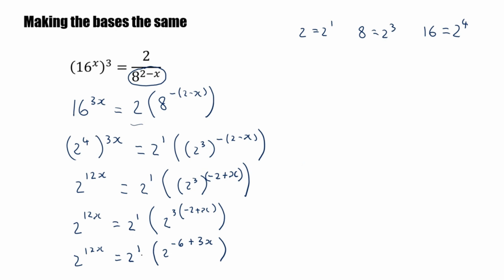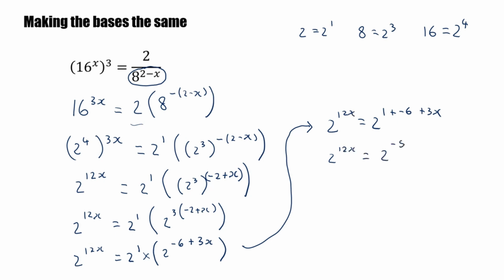We still can't equate the powers because we've got more than one thing on this right-hand side. So the next thing we've got to do is use the index law where if we multiply two things together, which is what's happening here, I add the powers. So it's going to be 1 plus minus 6 plus 3x on the right-hand side. So 2 to the 12x equals 2 to the power of 1 plus minus 6 plus 3x. That simplifies to, oops, that was meant to say 2 to the power of 12x. 2 to the power of 12x equals 2 to the power of minus 5 plus 3x.